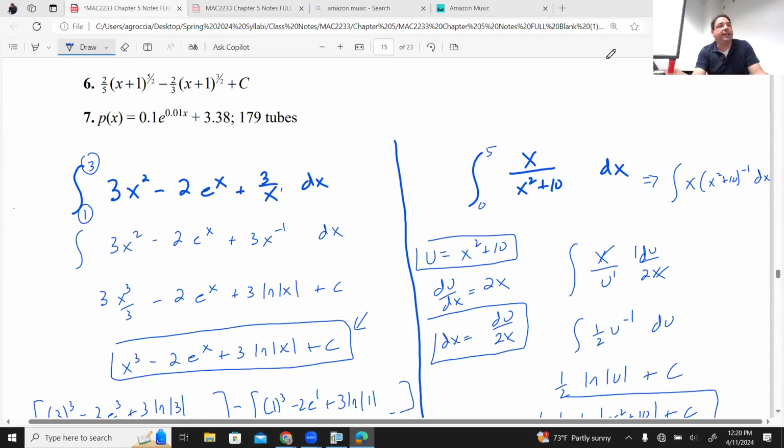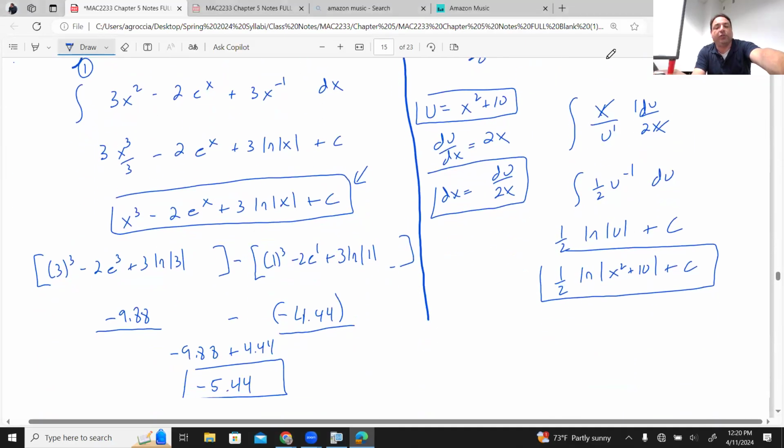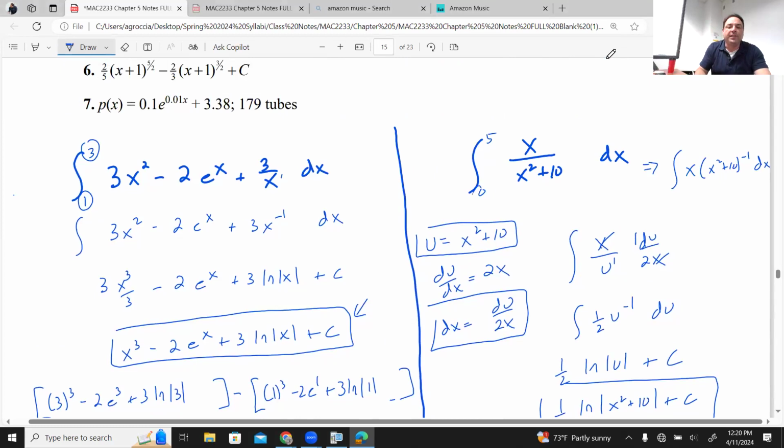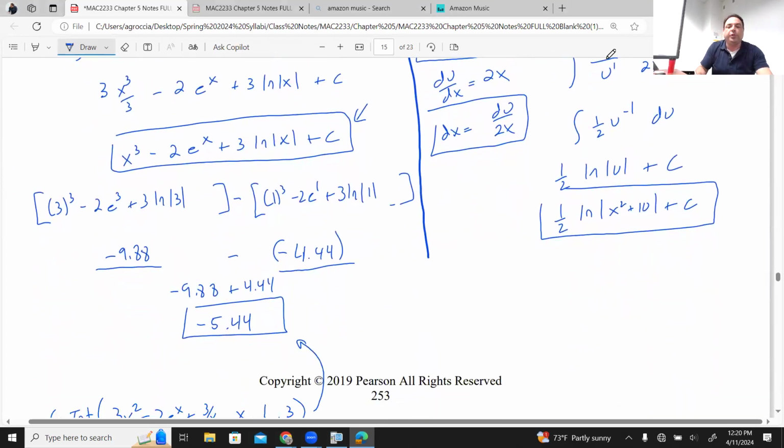Basically, what we're learning is after you take the integral, plug in the top number, plug in the bottom number. So in the second example, it's 0 to 5. So I want you to practice. We're going to plug in the upper number, 1/2 ln absolute value of 5 squared plus 10. Again, maybe do part of it on your own, then use the calculator.